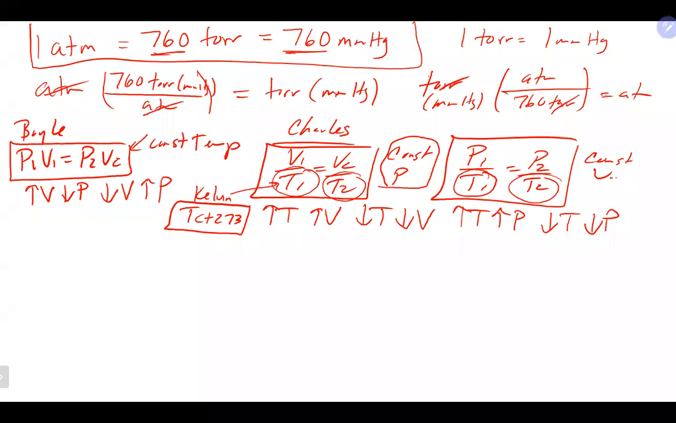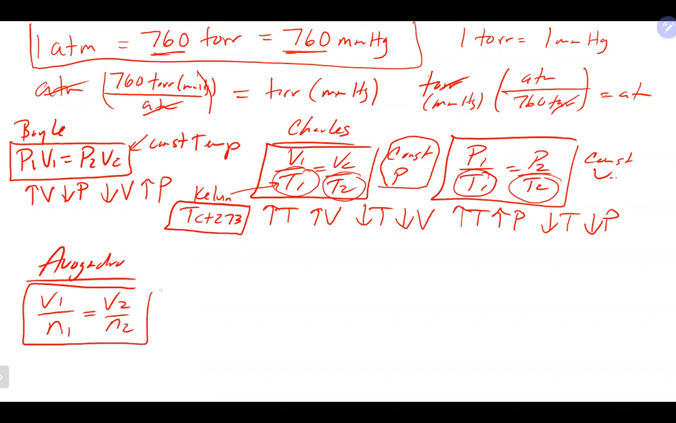We then talked about, I think, our friend Avogadro, he had a little law action. Avogadro's law dealt with moles, which is V1 over N1 is equal to V2 over N2. This was at constant temperature and pressure. Under constant temperature and pressure, the volume and the number of moles are related to each other. So if you have one volume, you got 1 mole, you got 2 moles, you got 2 volumes. They're proportional to each other.